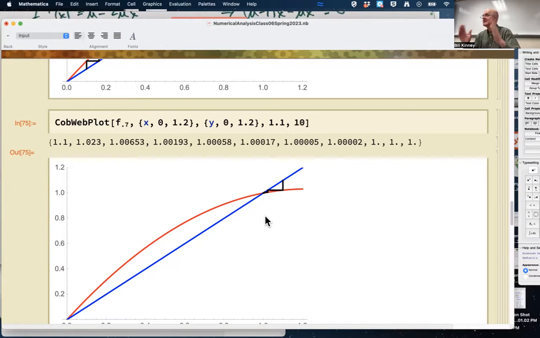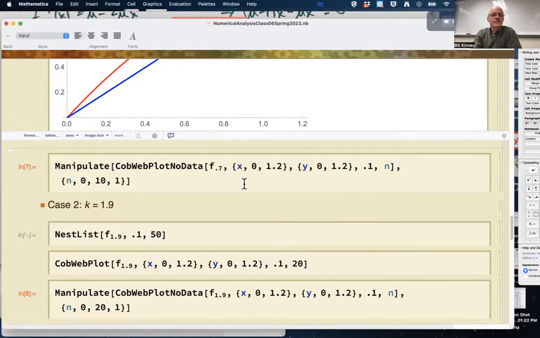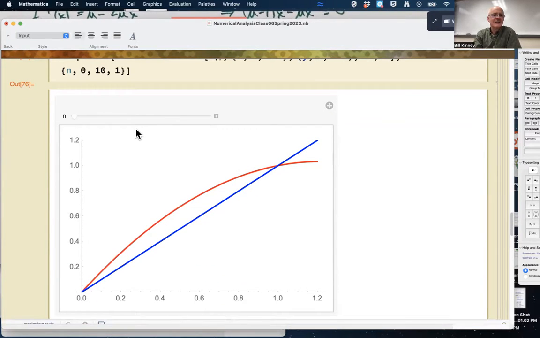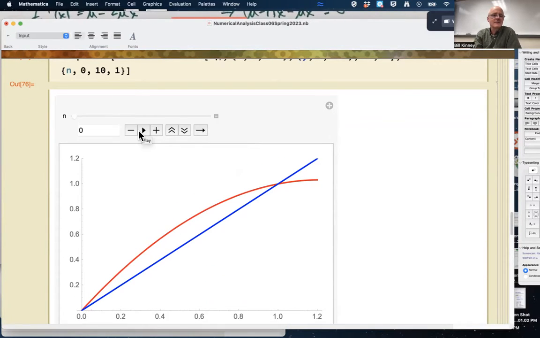And by the way, this kind of stuff is something you're going to do on your homework assignment as well. You're going to be experimenting with the cobweb plot and, again, giving some brief explanations of what you observe. We can make an animation for fun of the staircase here, heading up toward that fixed point as we continue iterating.